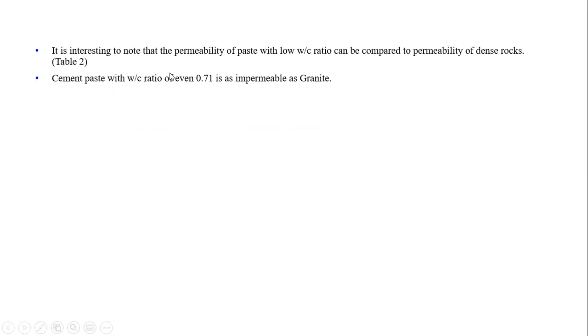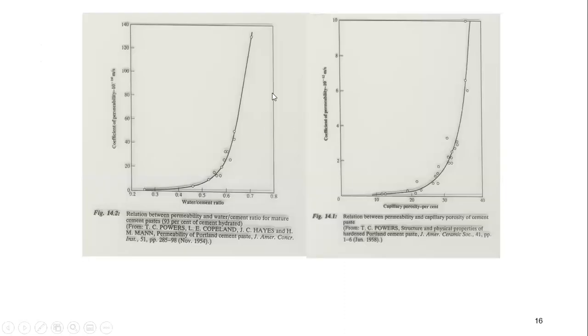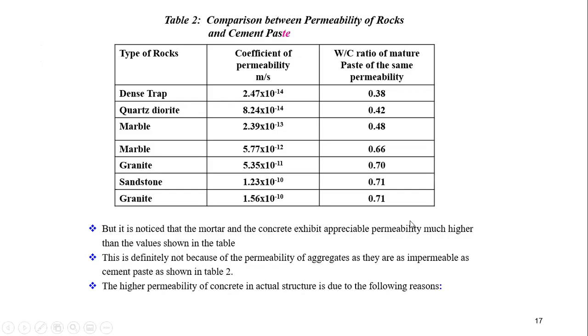It is interesting to note that permeability of paste with low water-cement ratio can be compared to permeability of dense rocks. Cement paste with water-cement ratio of 0.7 is as impermeable as granite. So these are the two graphical representations for water-cement ratio and capillary porosity percentage. Here is a comparison between permeability of rocks and cement paste: dense trap, quartz, diorite, marble, and another marble, granite, sandstone. These are the types of rocks with the coefficient of permeability represented here, also with water-cement ratio.